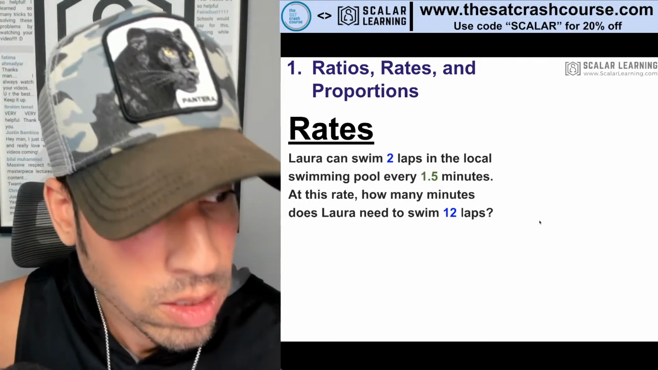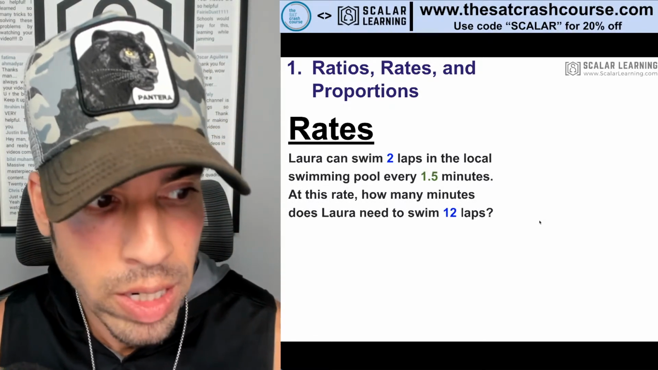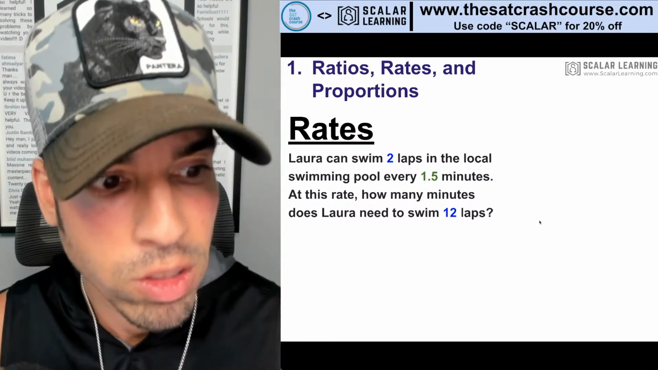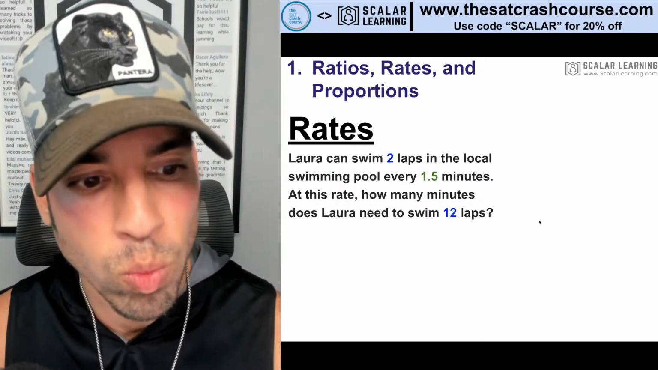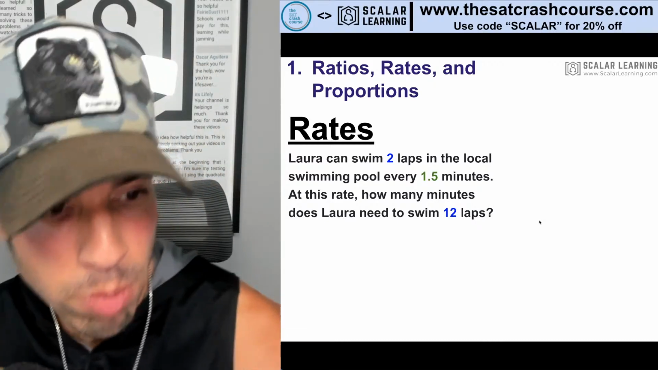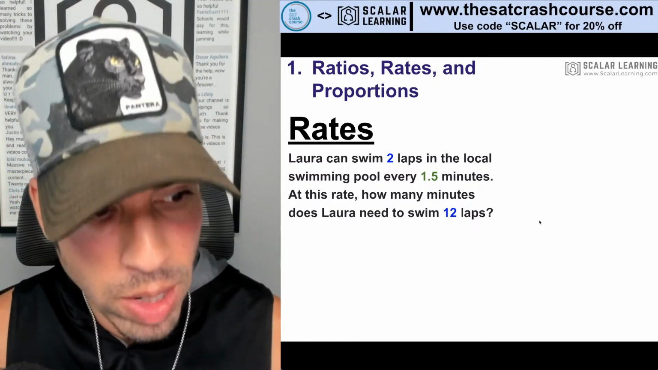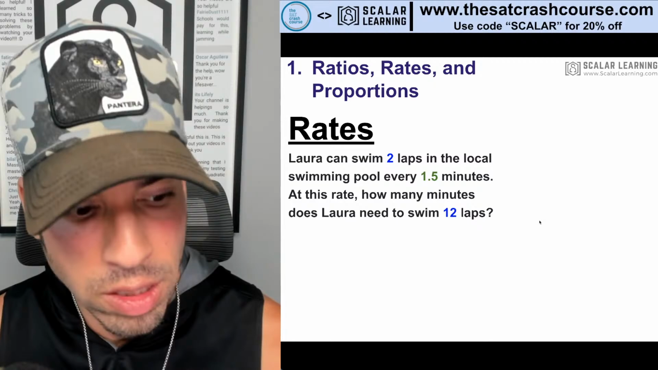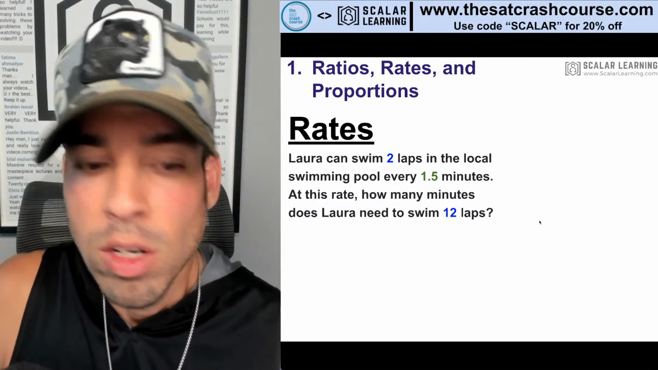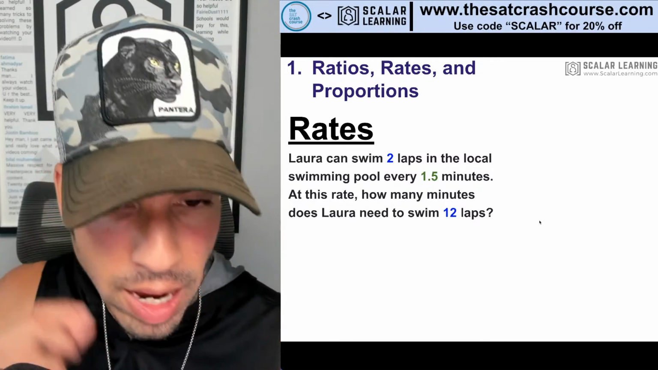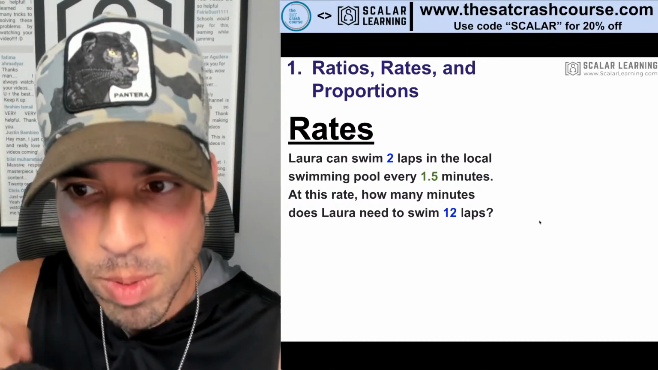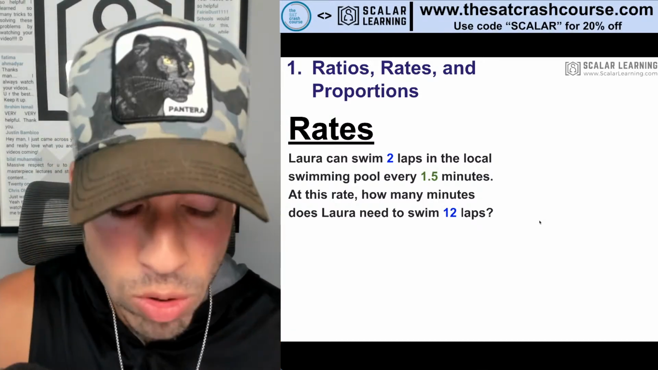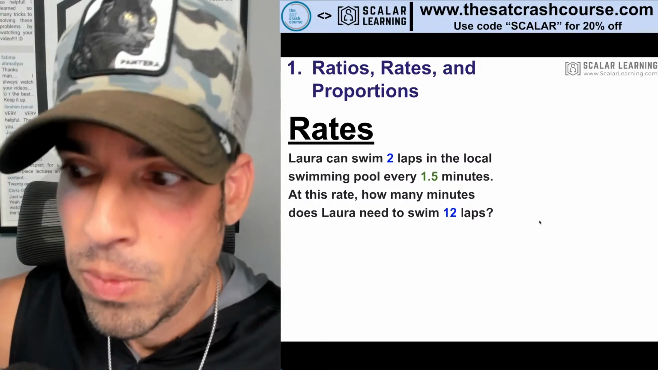Now we're going to do a quick example where we're going to be talking about rates, all right? So it says, let's read this through. Laura can swim 2 laps in the local swimming pool every 1.5 minutes. 2 laps per 1.5 minutes. At this rate, how many minutes does Laura need to swim 12 laps? So I want you guys to think about this for a second, and as you think about it and come up with some ideas, I'm going to give you 30 seconds, and then we're going to show you how to do it. So go ahead.